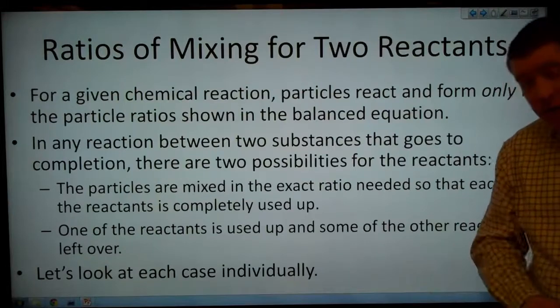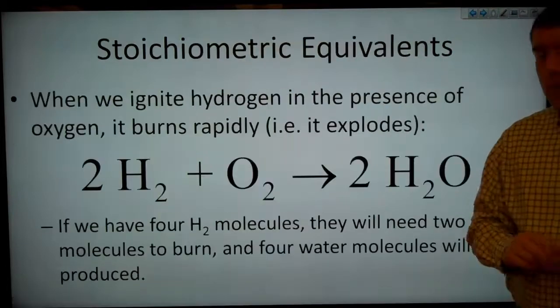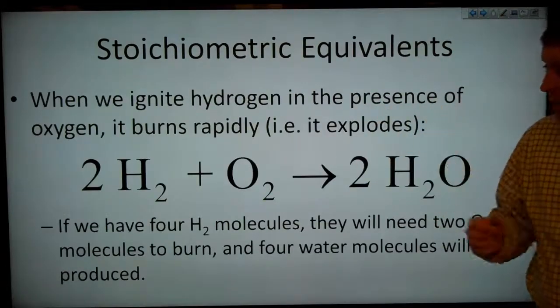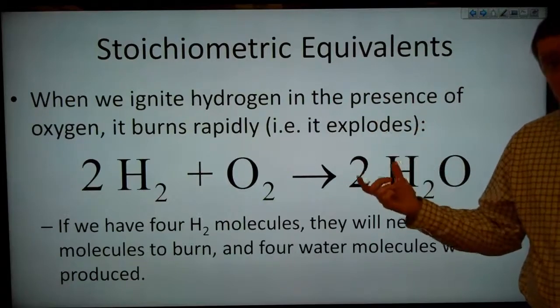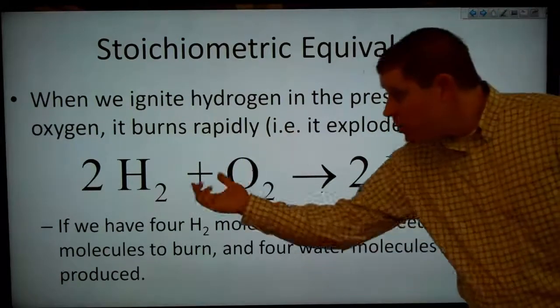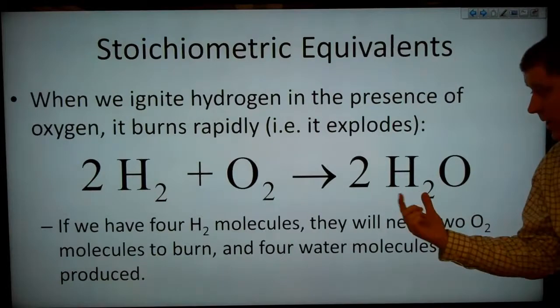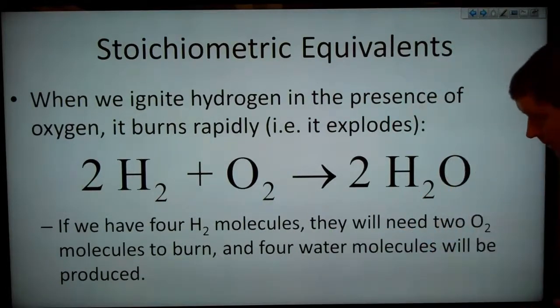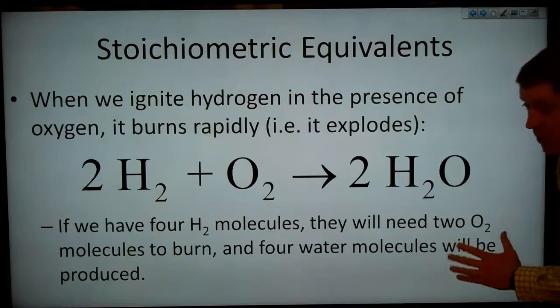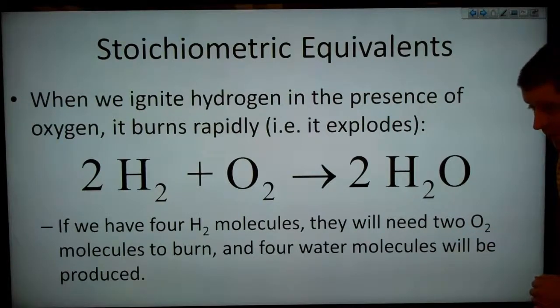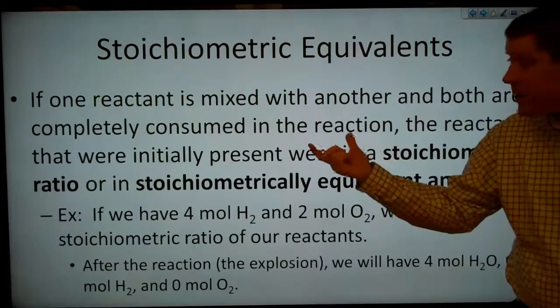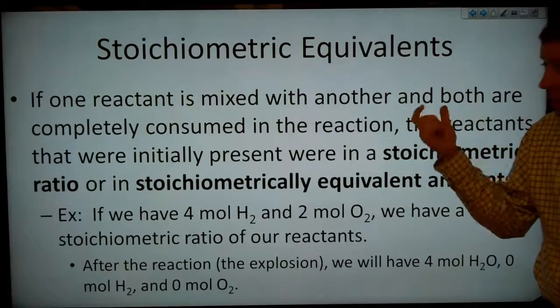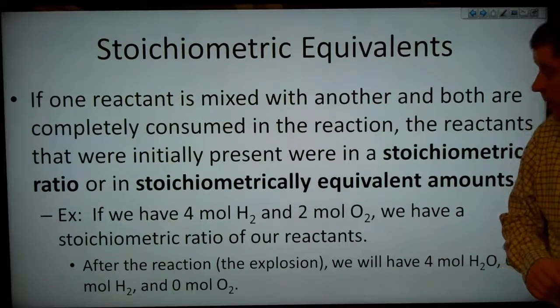And let's look at each of these cases individually. When we ignite hydrogen in the presence of oxygen, it burns rapidly. In other words, it explodes. So 2H2 plus O2 yields 2H2O. If we have 4 hydrogen molecules, then they will need 2 oxygen molecules in order to burn, and 4 water molecules will be produced.